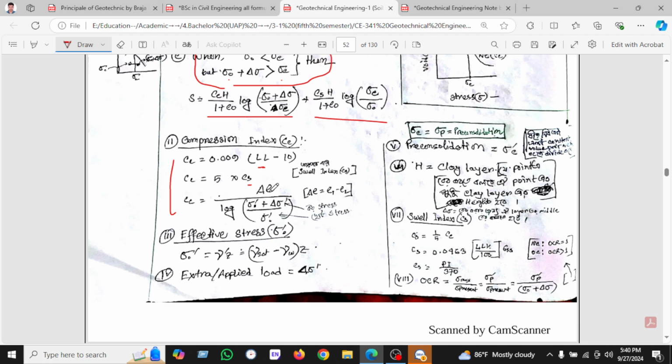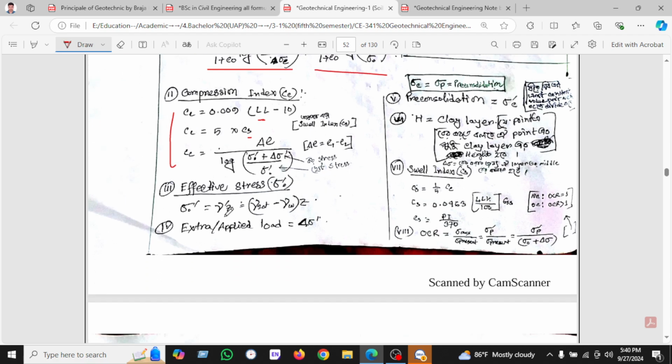And Cc, we have known, is delta e divided by log sigma naught plus delta sigma. Here, effective stress: we know how we'll get the effective stress, gamma prime into Z. Gamma prime is nothing but saturated minus unit weight of water, and the extra or applied load we can say is delta stress.